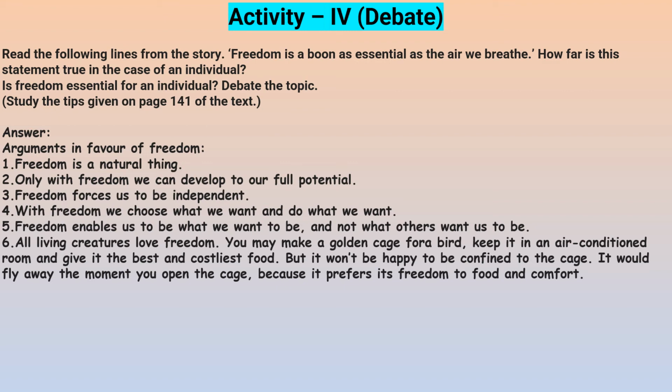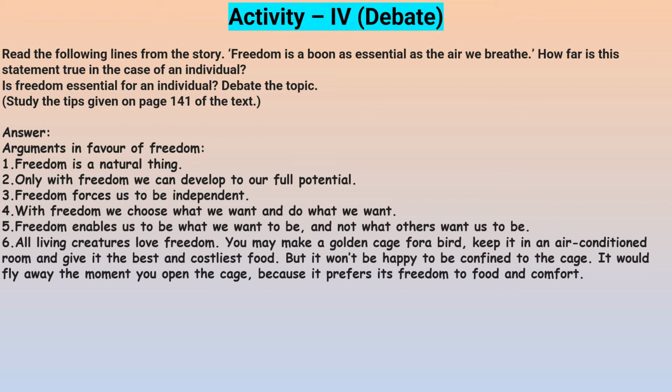Freedom forces us to be independent. With freedom, we choose what we want and do what we want. Freedom makes us free to be what we want to be and not what others want us to be. All living creatures love freedom.